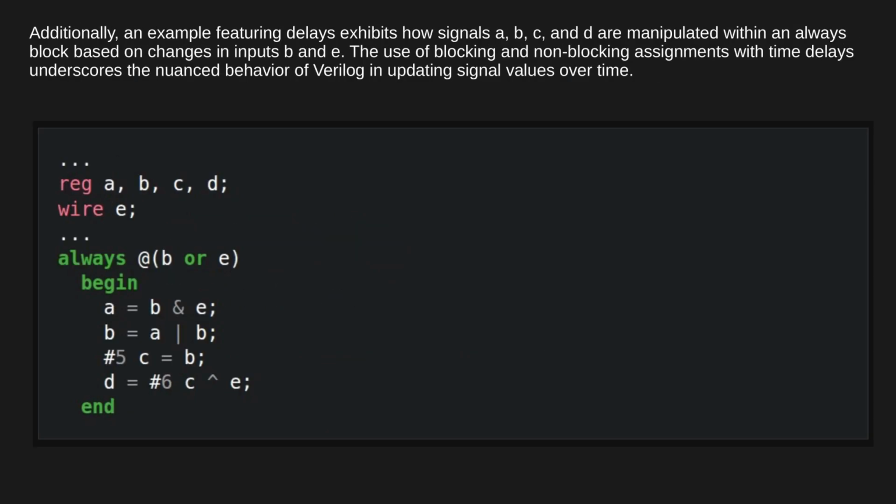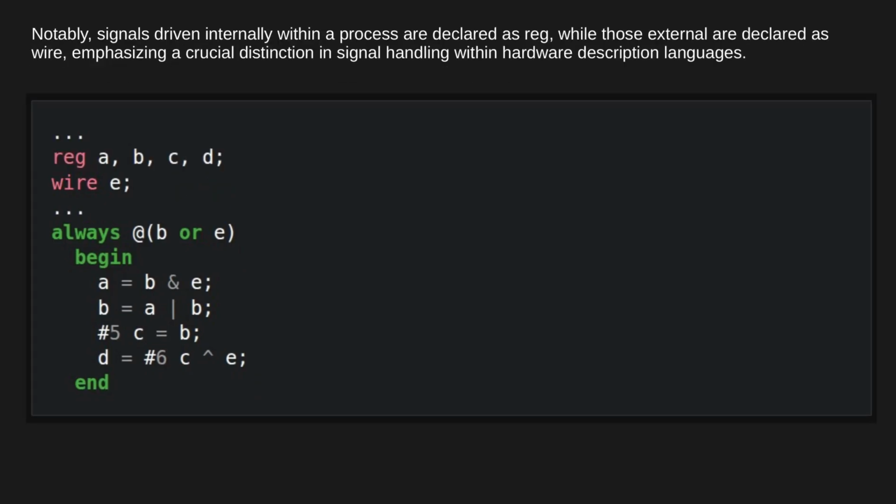Additionally, an example featuring delays exhibits how signals A, B, C, and D are manipulated within an always block based on changes in inputs B and E. The use of blocking and non-blocking assignments with time delays underscores the nuanced behavior of Verilog in updating signal values over time. Notably, signals driven internally within a process are declared as reg, while those external are declared as wire, emphasizing a crucial distinction in signal handling within hardware description languages.